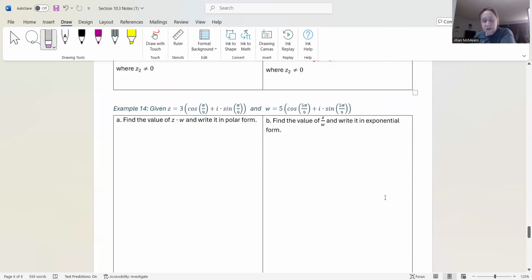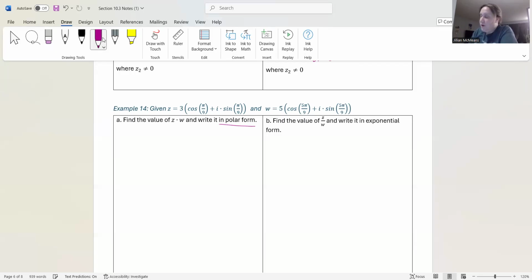So for example, 14. It says, given z equals 3 times cosine of pi over 9 plus i times sine of pi over 9, and w equals 5 times cosine of 5 pi over 9 plus i times sine of 5 pi over 9, let's find the value of z times w. We're going to write it in polar form.